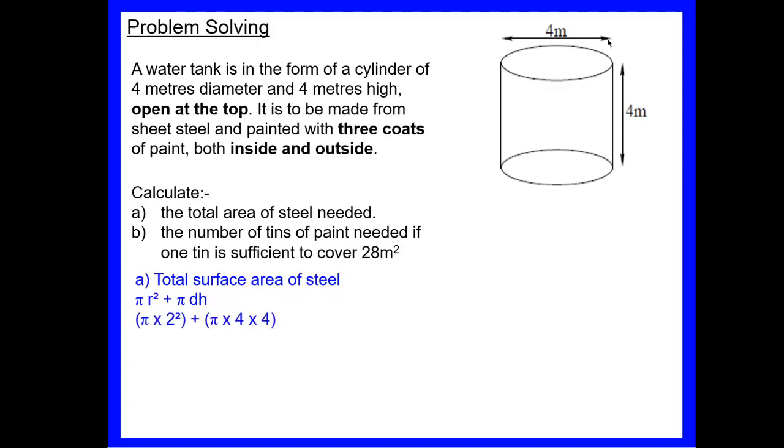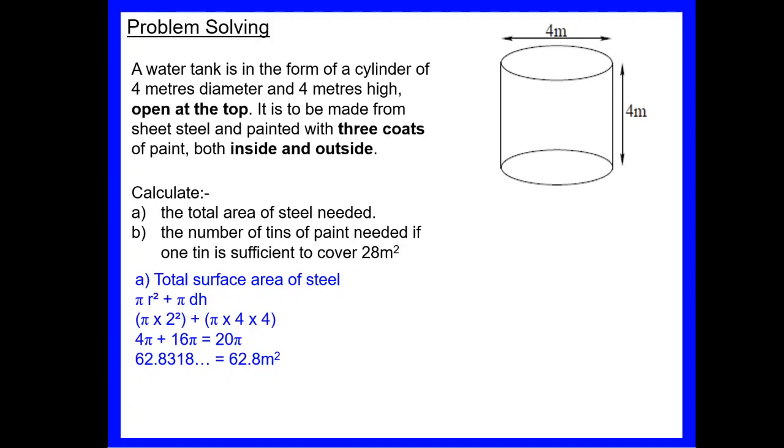So we're going to put in our values there then. We were told the diameter is 4, so the radius is 2. So pi times 2 squared for the circle, plus pi times a diameter of 4 times a height of 4 for the curved face. So if we work that out, 4 pi plus 16 pi is equal to 20 pi. So that's in terms of pi, how much steel is needed, which is, as a decimal, 62.8318, etc., or 62.8 meters squared to one decimal place. So that's how much steel we need.